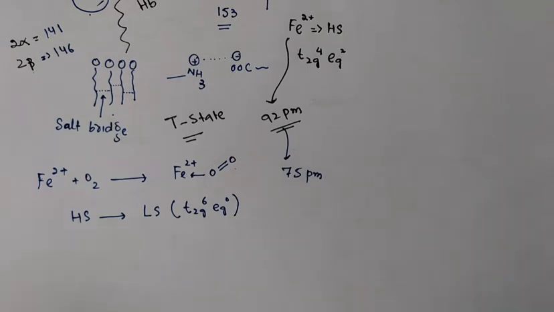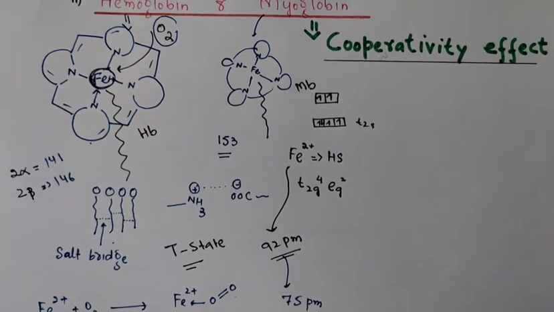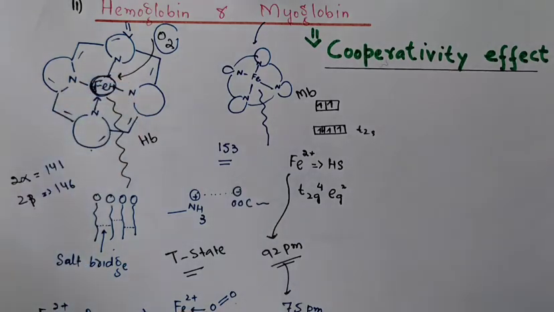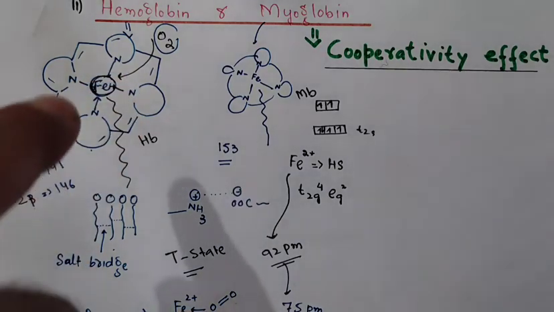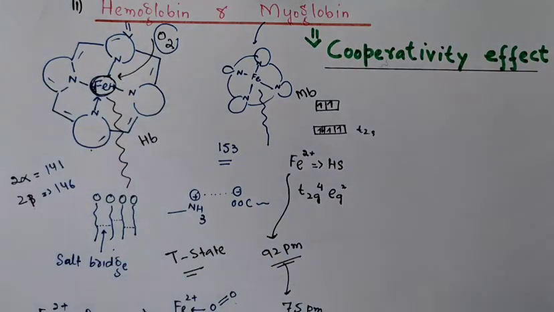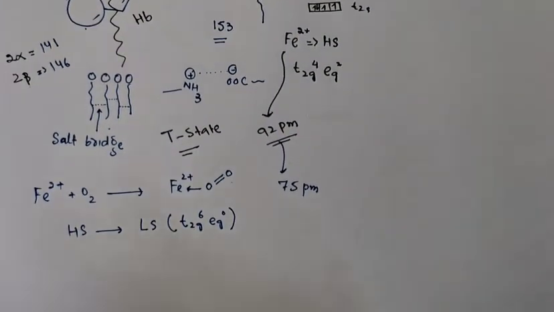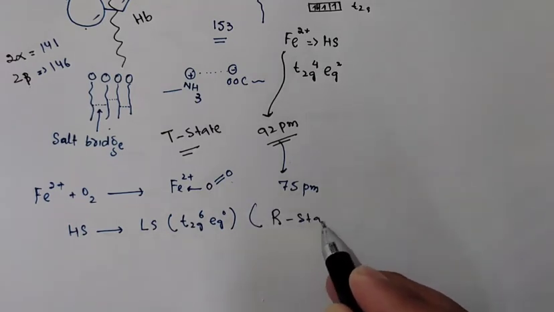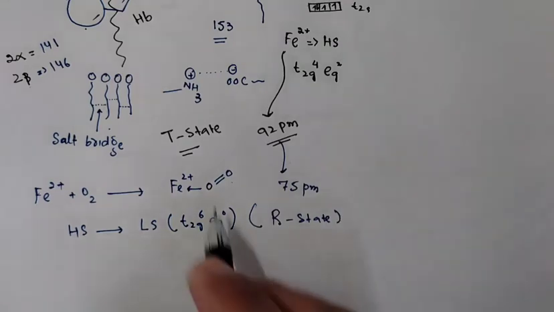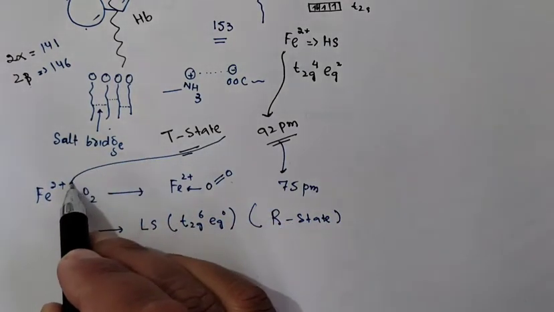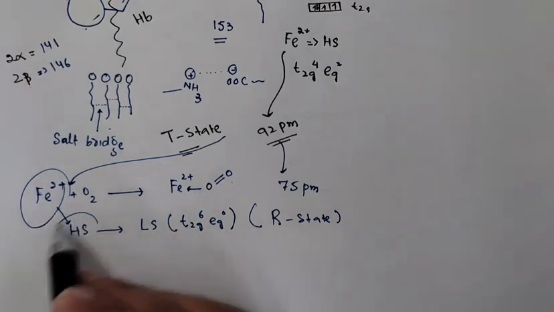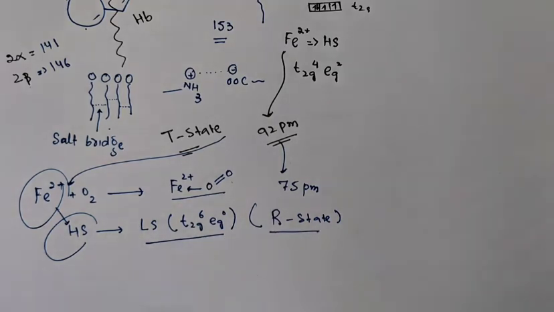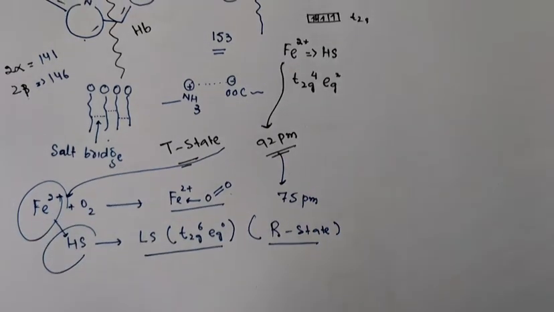ठीक है, now we have to assume that when the iron was above it, that was called as a tense state. Now when the oxygen joins, it goes inside, it's called as the relaxed state. ठीक, so after binding, it's called as the relaxed state. So we say it's an R state, relaxed state. And initially it was called as the T state. So this situation is called as the T state, high spin. After binding with oxygen, it becomes low spin complex, it's called as the relaxed state. So relaxed state means that the iron goes inside this cavity.